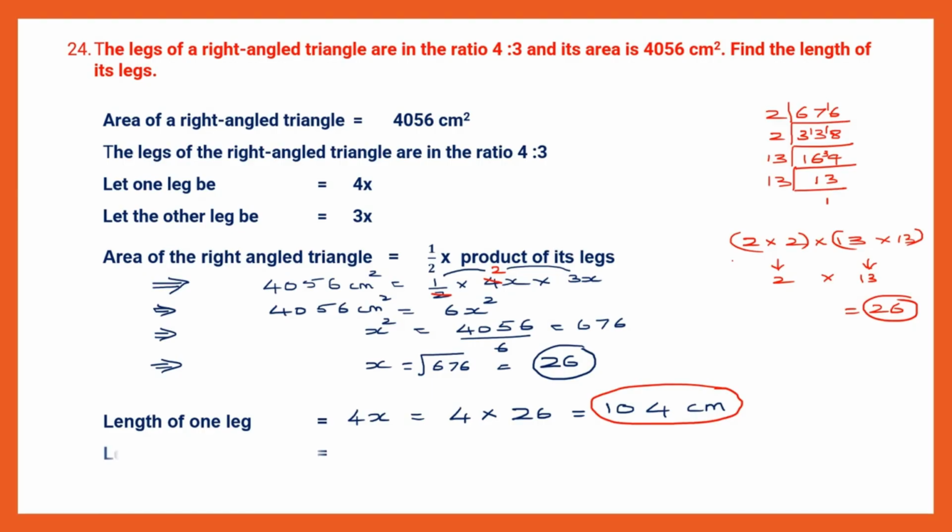Now let's look at the length of the other leg. Here we said let the other leg be 3x. So let's write that down, 3x. So this will be 3 into x, and x is 26. So how much is 3 into 26? That is 78. 78 centimeters. This is the length of the other leg. So we have found out the length of both the legs. One is 104 centimeters and the other is 78 centimeters.